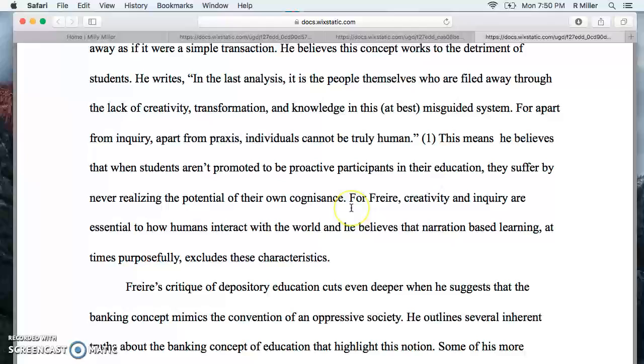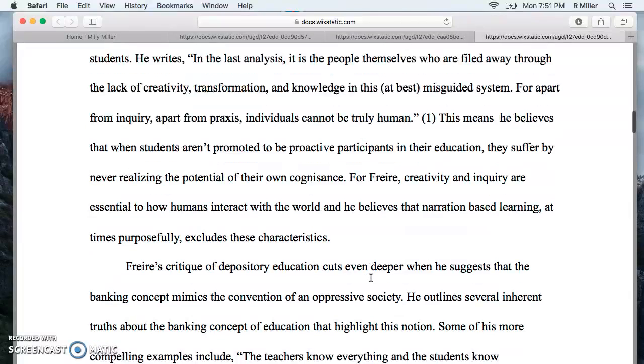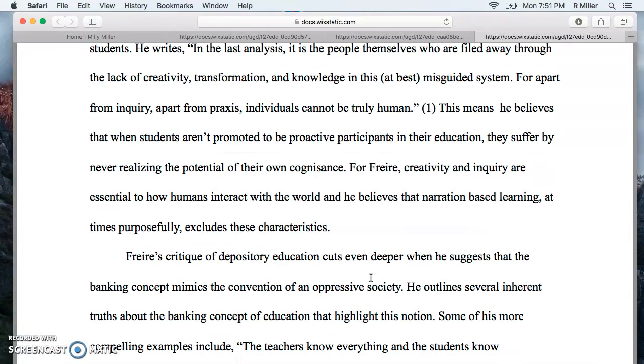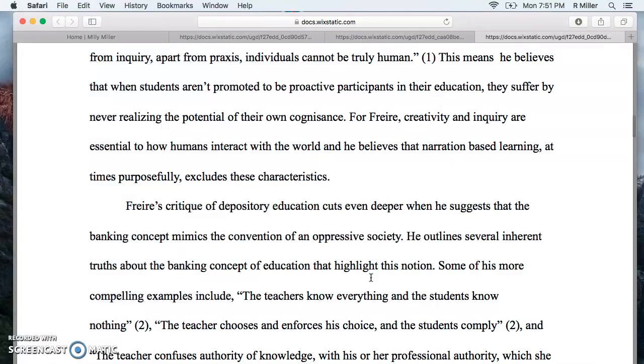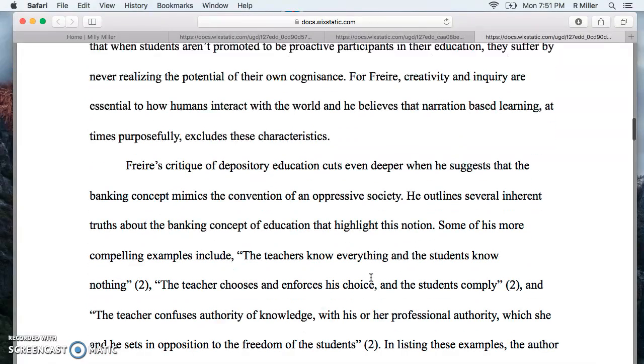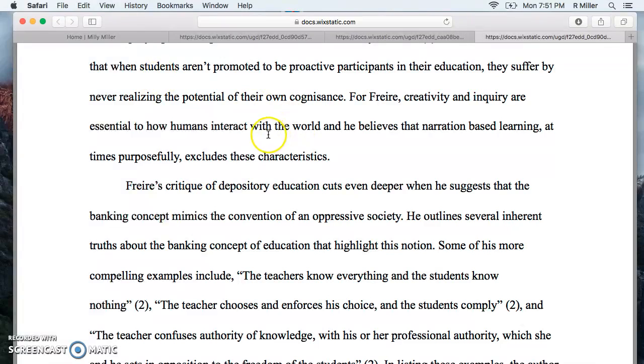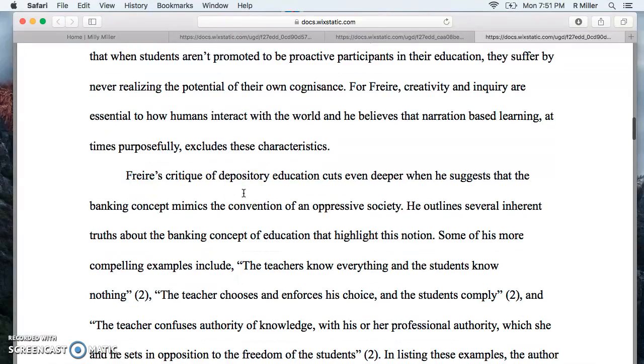So here's an example. For Freire, creativity and inquiry are essential to how humans interact with the world, and he believes that narration-based learning, at times purposefully, excludes these characteristics. And then in my next paragraph, I go on and I talk about how Freire believes that the banking concept mimics the conventions of an oppressive society and all the negative things he has to say about that. And I really thought that that transition did a good job of leading up to this paragraph.